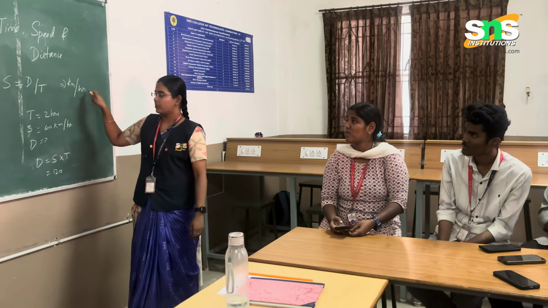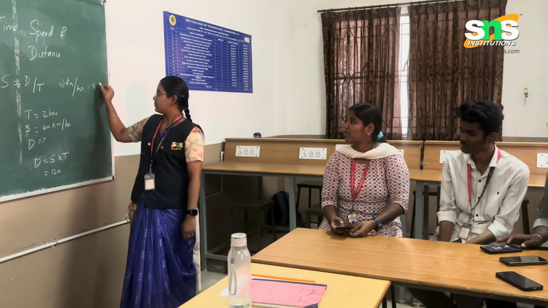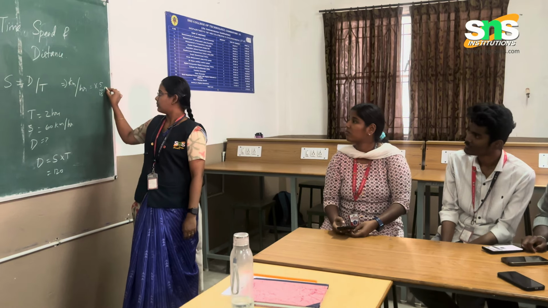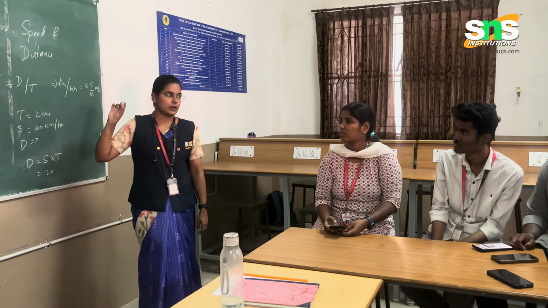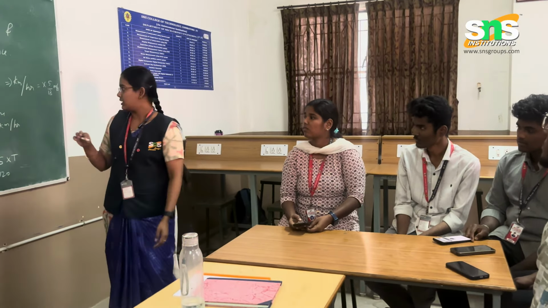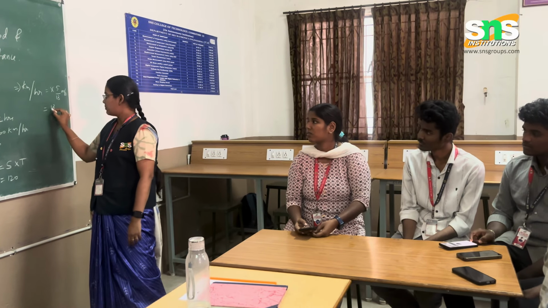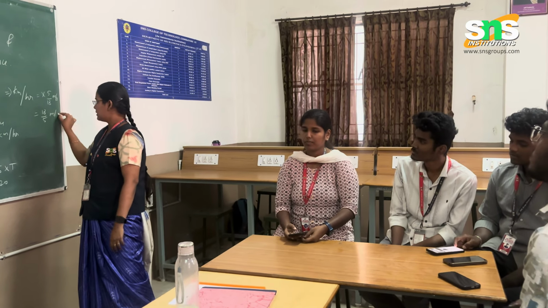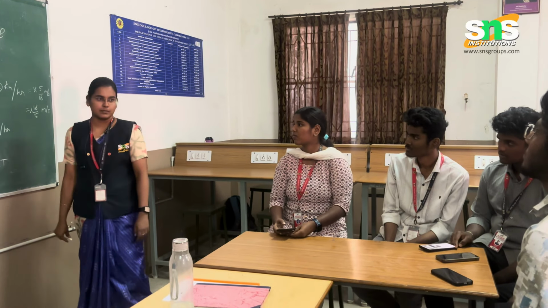So what is the conversion process from kilometer per hour to meter per second? I am converting kilometer per hour to meter per second by multiplying by 5 by 18. If you multiply by 5 by 18, you can convert from kilometer per hour to meter per second. If I want to reverse it, what I have to do is multiply by 18 by 5, if I want to convert meter per second to kilometer per hour.